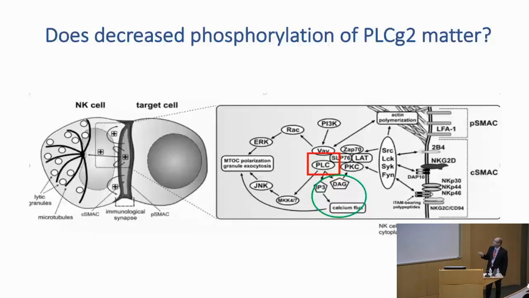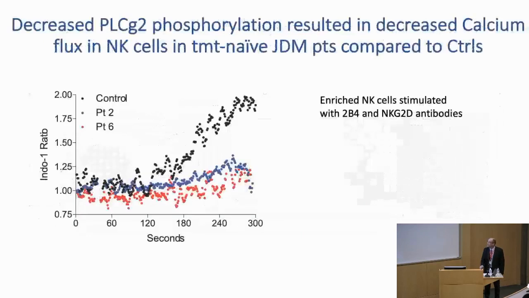IP3 has a very short half-life, so we decided to measure calcium flux to see if this phosphorylation defect had any functional relevance. To do that, we enriched NK cells, labeled them with a dye, and then stimulated them with antibodies to NK cell receptors, 2B4 and NKG2D.